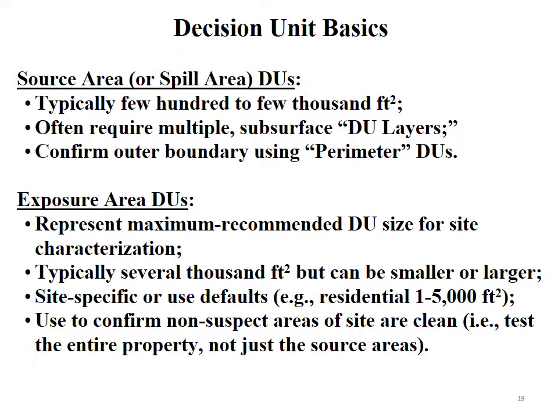And then oftentimes we're also setting up what we call perimeter DUs. These are basically just areas, additional DUs surrounding the areas that we suspect as the release areas, to sample and ensure that we've captured or are correctly corralled or identified the lateral extent of the contamination.